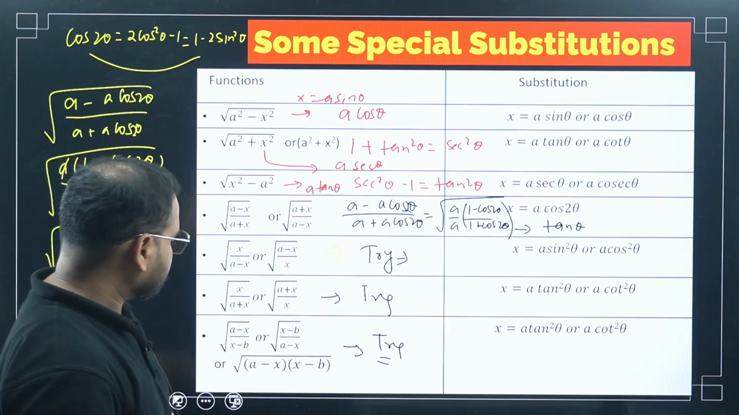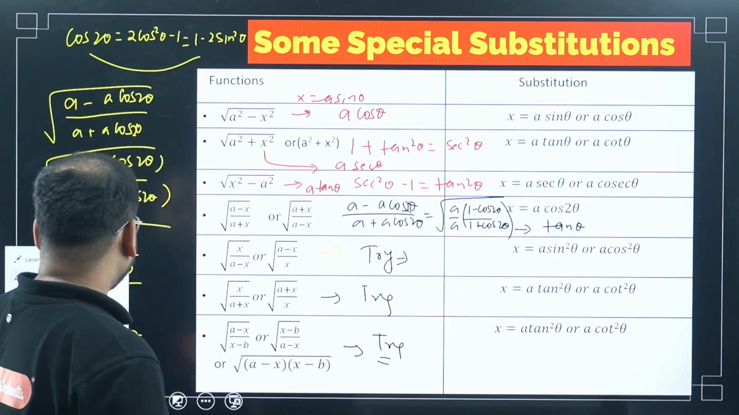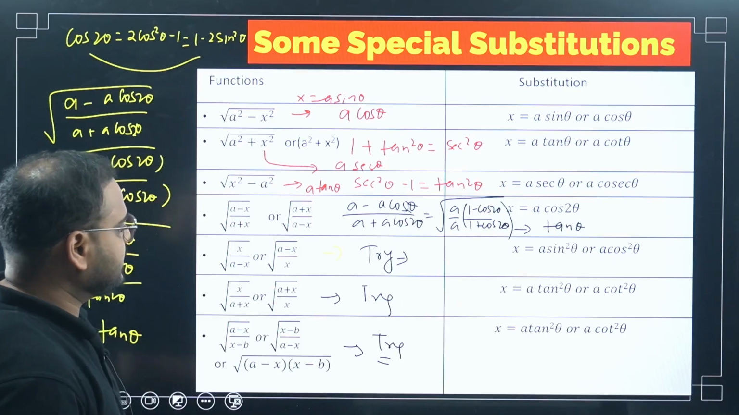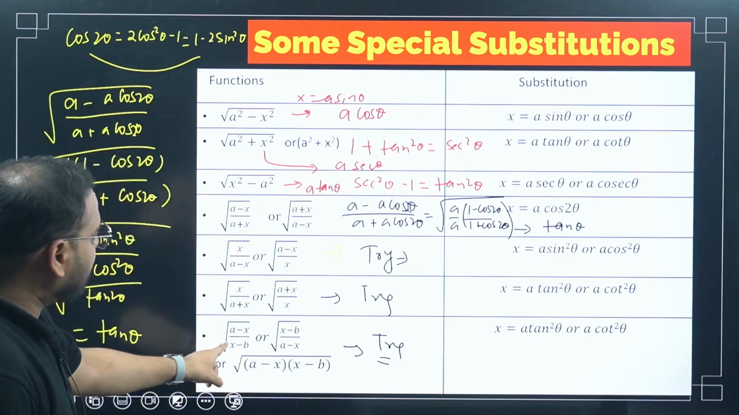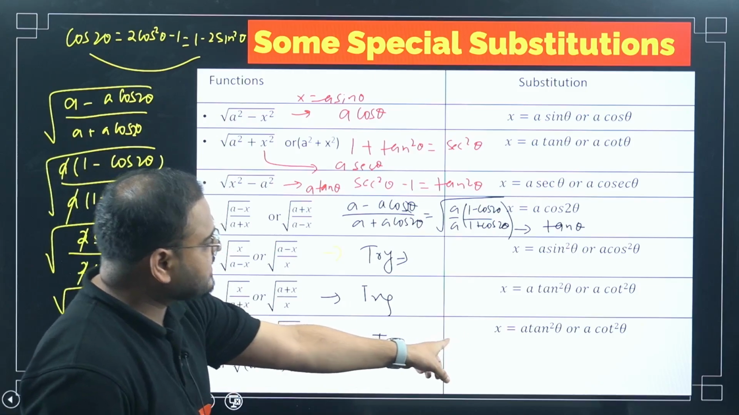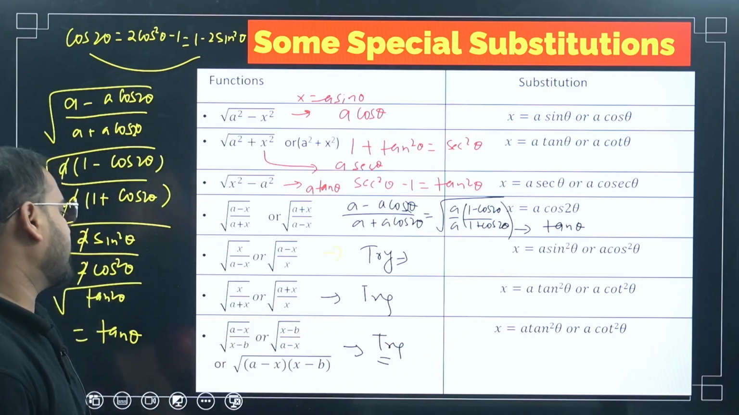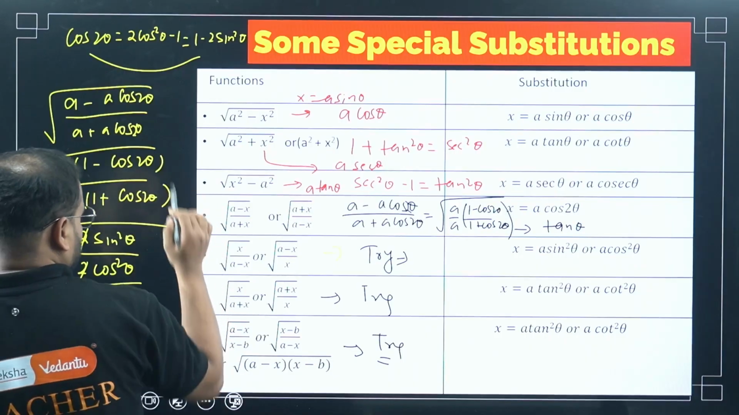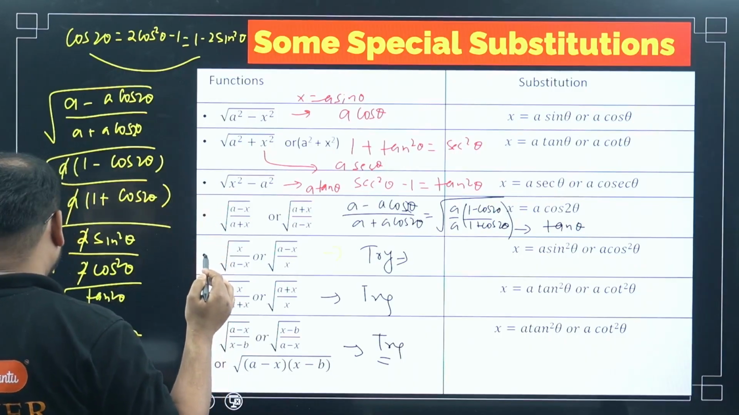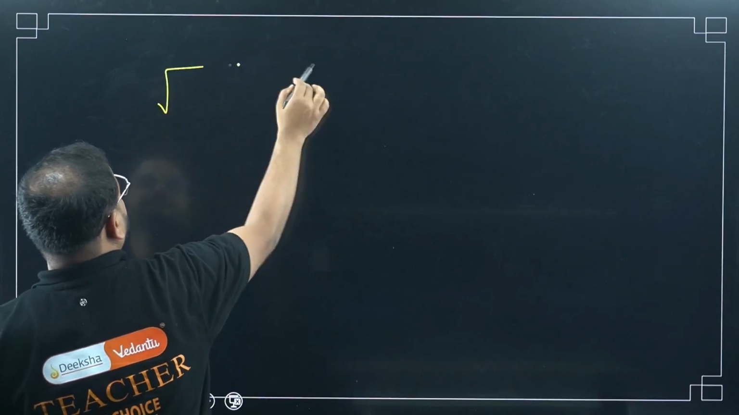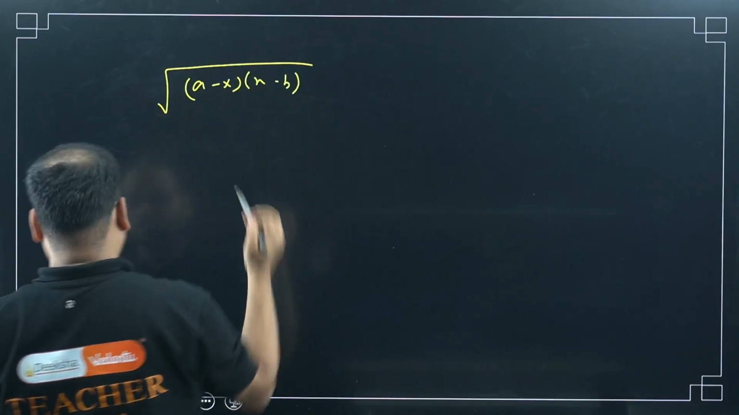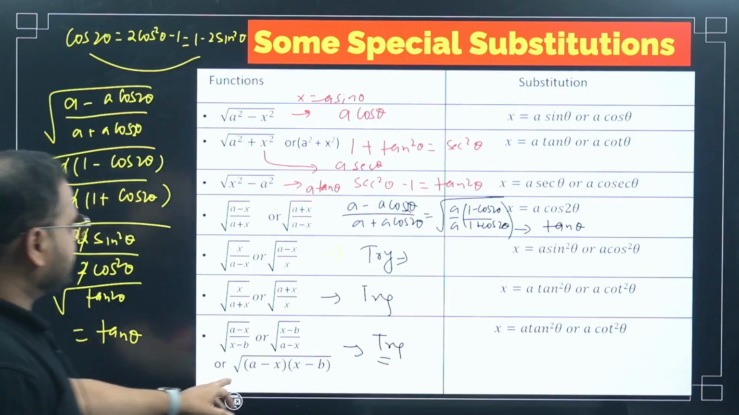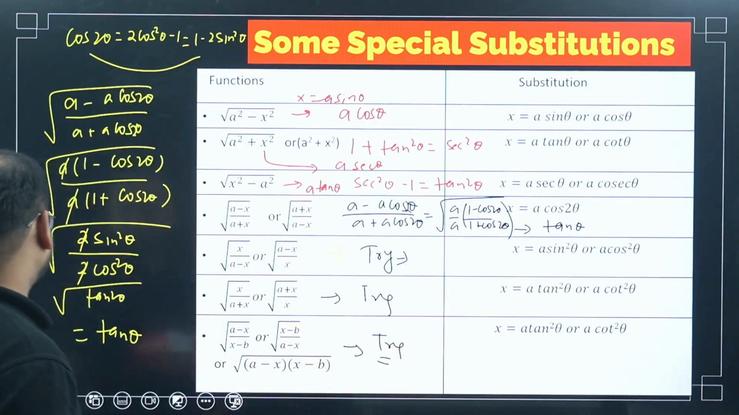What is it going to be? Let me see. a minus x, x minus b. How will this be? You substitute here x as a tan square theta or a cot square theta. I'll take this, a minus x and x minus b. What am I taking x as? Let's take a tan square theta.